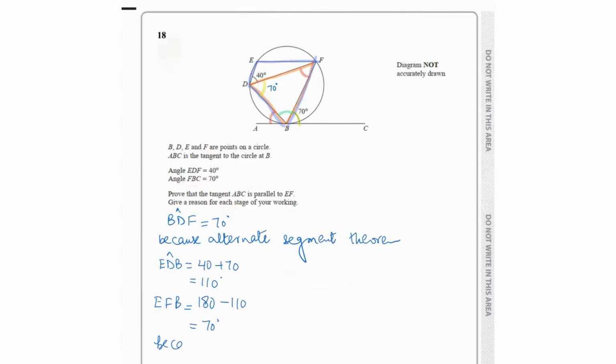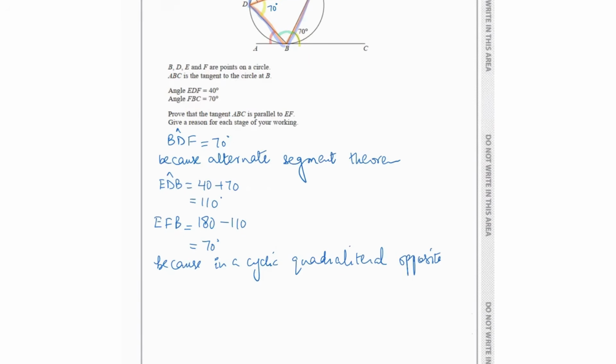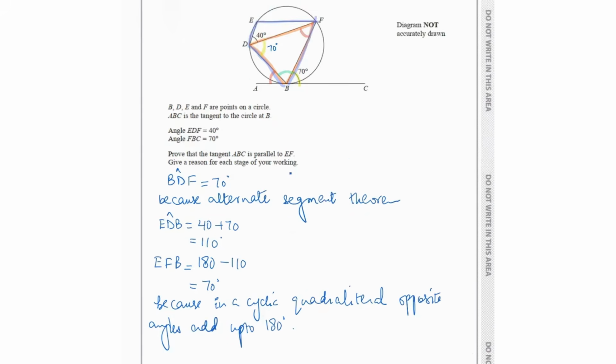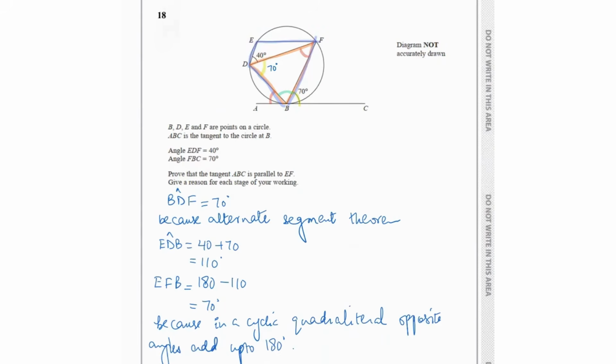Reason being because in a cyclic quadrilateral, opposite angles add up to 180 degrees. Okay, so this entire angle is 70 degrees now.